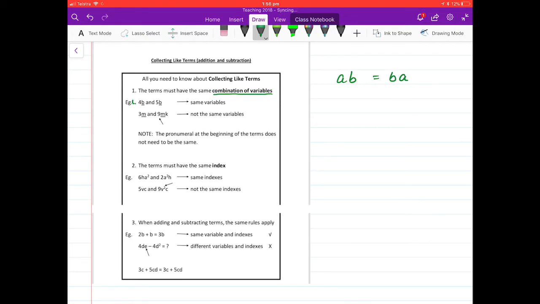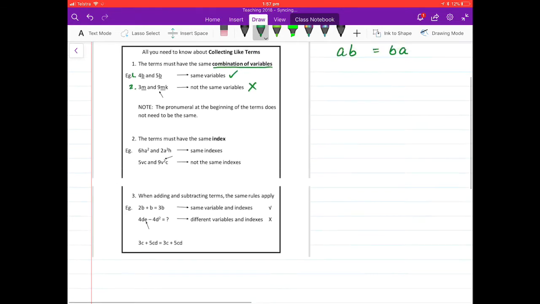So on this first example here, up towards the top, we've got 4B and 5B, same combination of variables, therefore they are like terms. We could collect that together and get 9B, or 9 bananas altogether. Second example here looks at 3M and 9MK. Now they both have M's in it, but this second term has a K component to it, so therefore they are not like terms. It doesn't have the same combination.